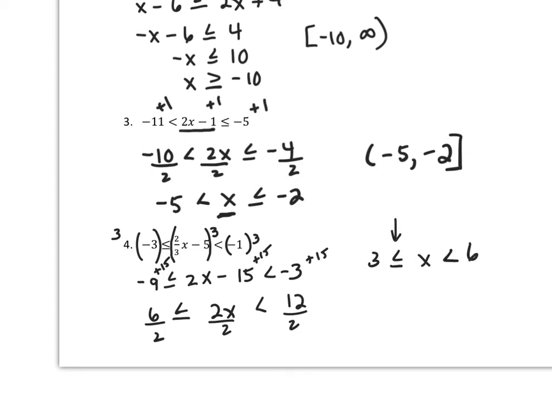Sometimes these will both have the equality symbol underneath. Sometimes they don't. Sometimes it's a mixture. It doesn't matter. Just depends on the application. So your solution starts at 3, and it's bracket included, and it goes up to 6.